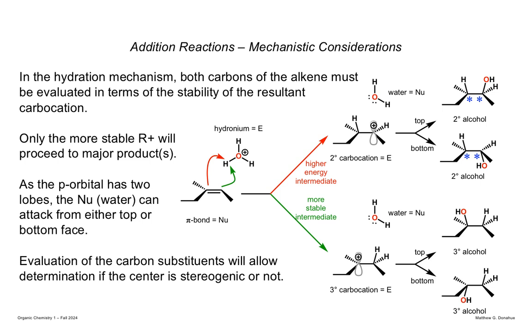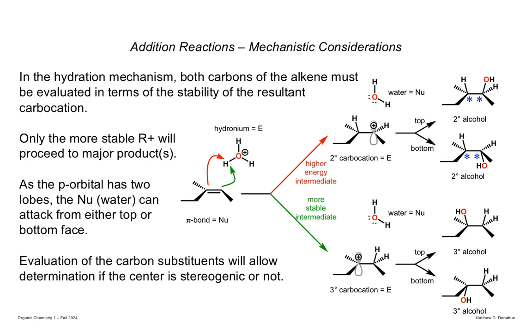So to walk through that again with these, with the green arrow, you're protonating the carbon that has the most hydrogens. So that generates the tertiary carbocation. That's then trapped by water. So what I didn't show on the prior slide is that the water can trap from the top or the bottom. And that would make a difference if you're generating a stereogenic carbon.